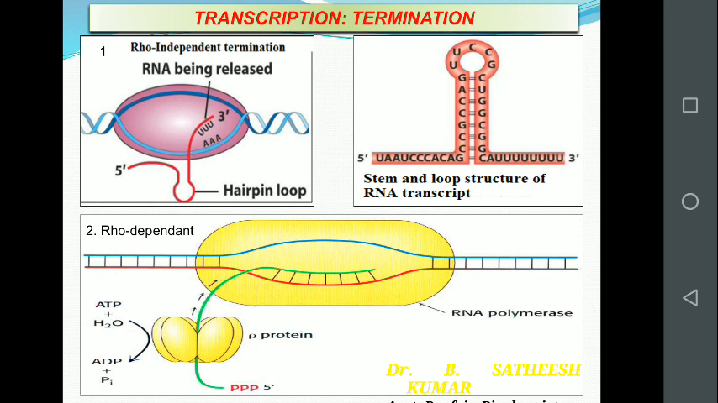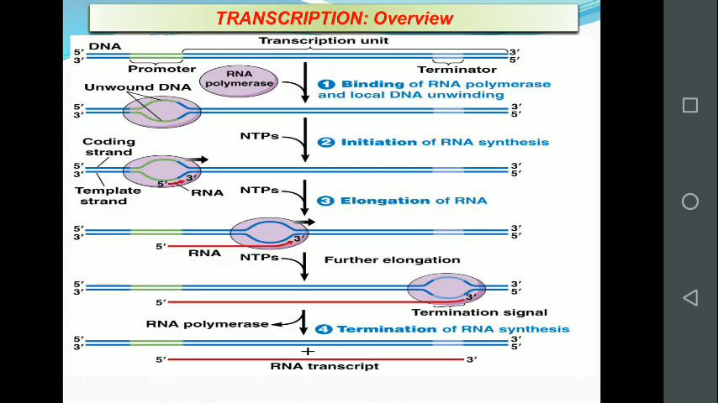slides and reaches the RNA polymerase. So once it reaches RNA polymerase, it will drag that RNA, pull out the RNA from the RNA polymerase. So here the dissociation of RNA from RNA polymerase requires assistance by rho protein. So that is why it is called rho dependent termination.